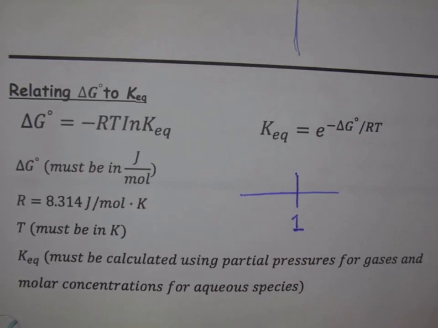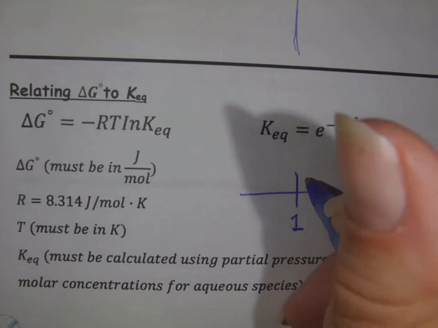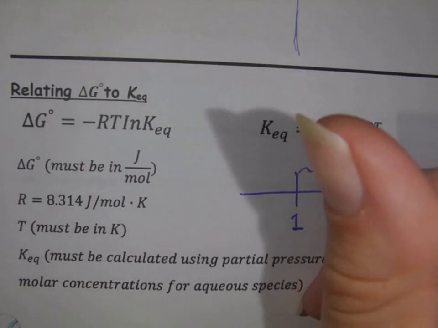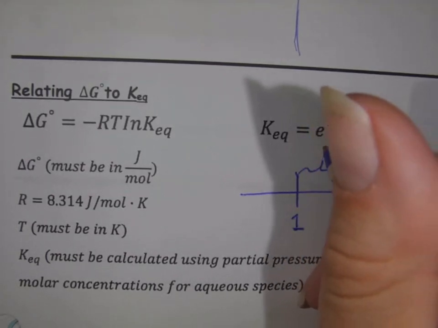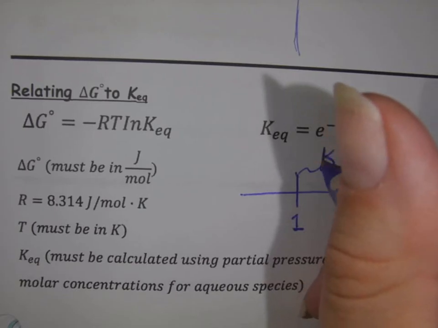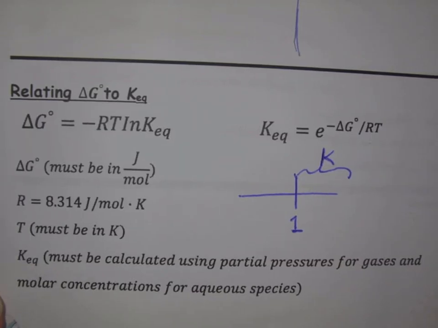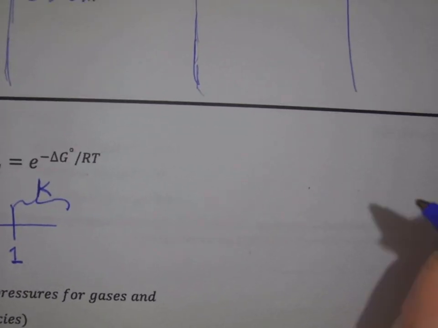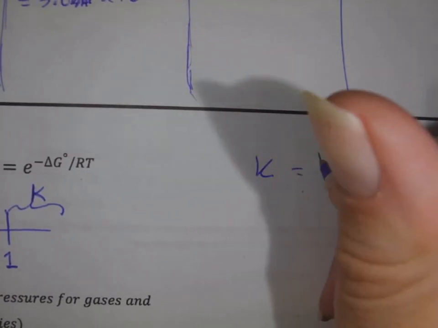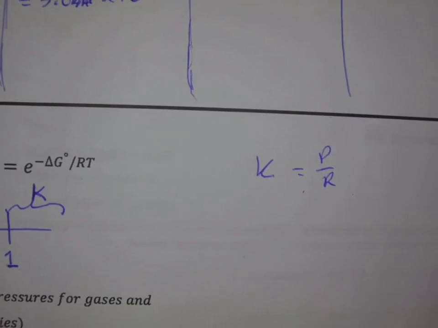So when a K value is larger than 1, and we talked about this a little bit in class today, that would denote that we have way more products than we do reactants, right? Because any K value is products over reactants.